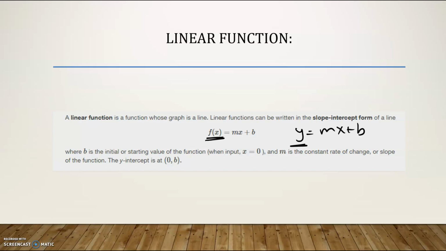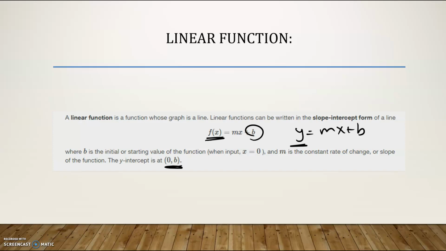We know that b is the initial or starting value of the function, or we know it as the y-intercept. And we know that m is the rate of change or the slope of the function. The y-intercept can be put into an ordered pair as (0, b), whatever this number is.